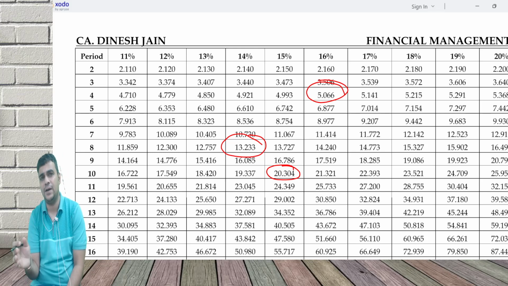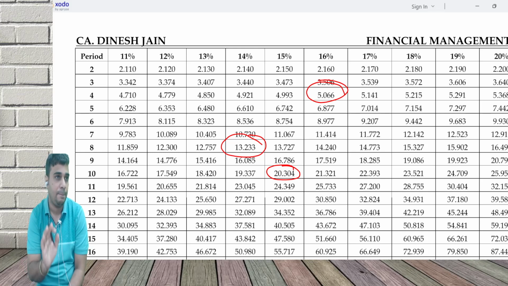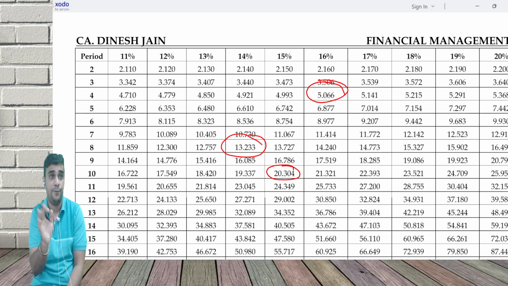Any number of years I can do this calculation. Guys, please, any number of years we can repeat this calculation if needed. Clear? Any doubts on this? Can we proceed?